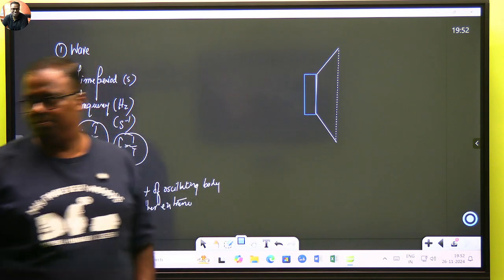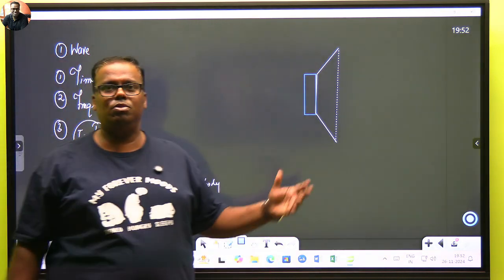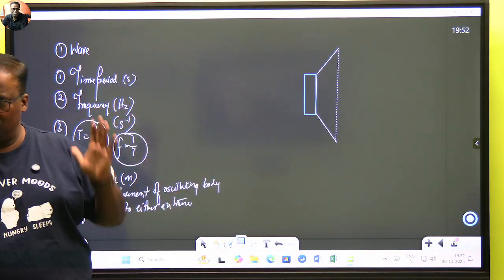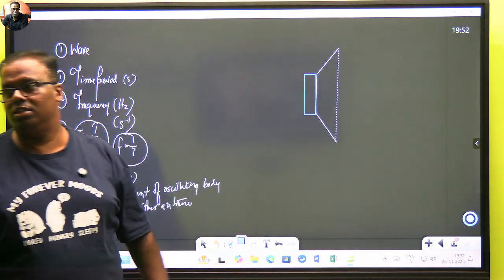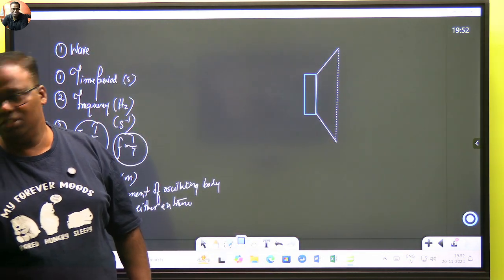This is a speaker. How does amplitude play its role? Have you seen loudspeakers? This is a speaker. This is a magnet of the speaker. This portion is known as what? This is known as the membrane.